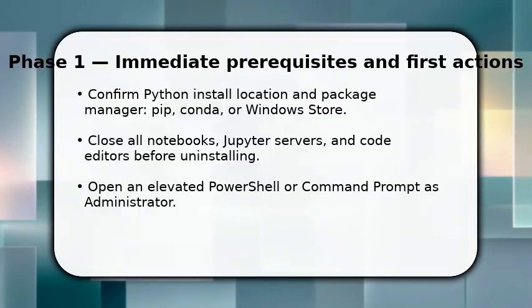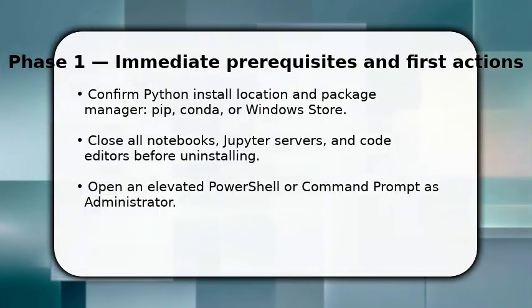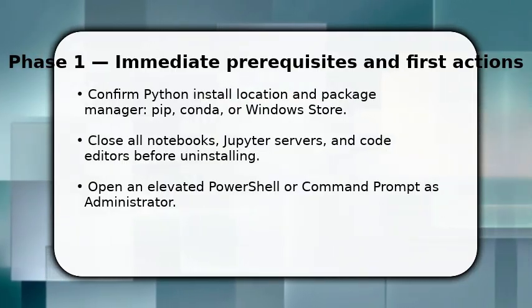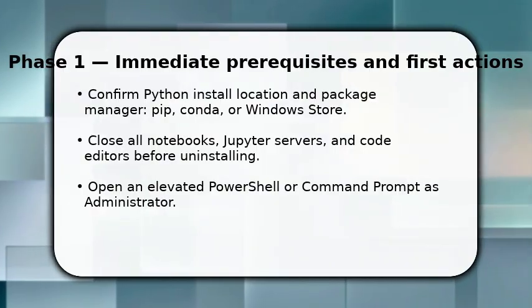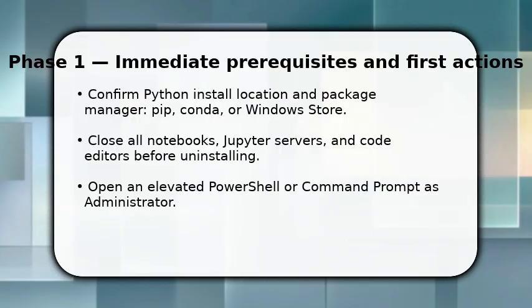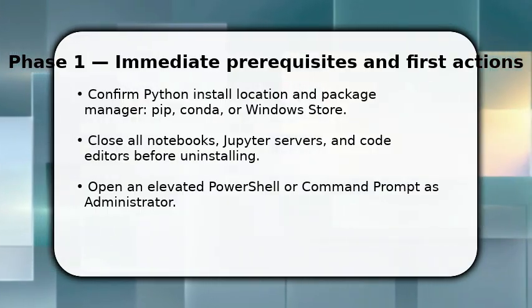You start by confirming what installed Jupyter: pip, conda, or the Windows Store, because the uninstall command differs. Once done, close notebooks and stop any running kernels. Leave processes running and files stay locked. Open an elevated PowerShell or command prompt to ensure permissions for package removal and service cleanup.